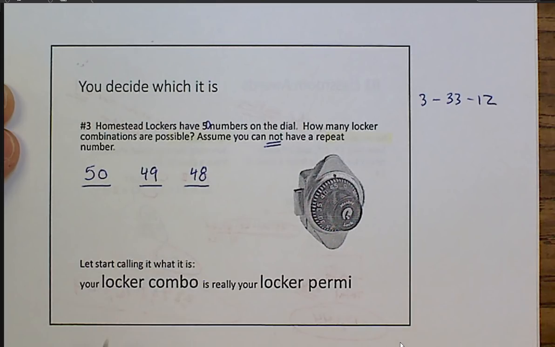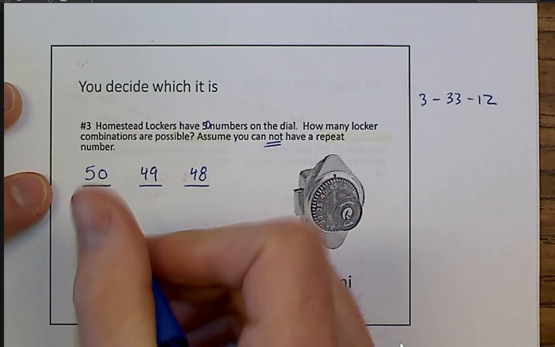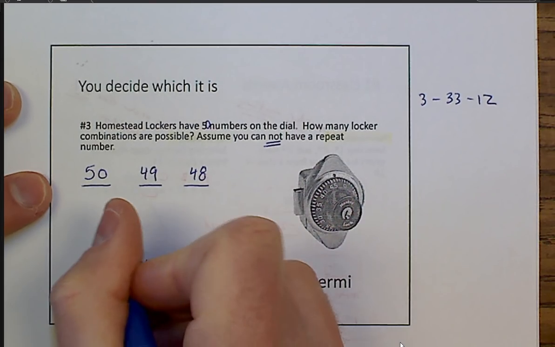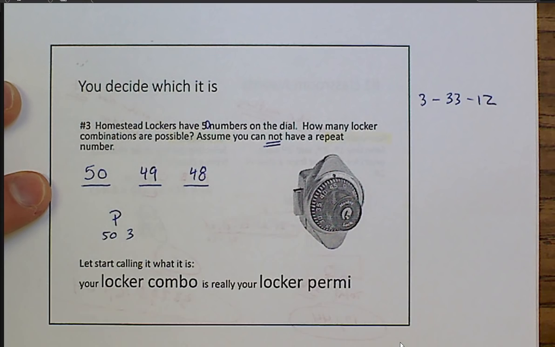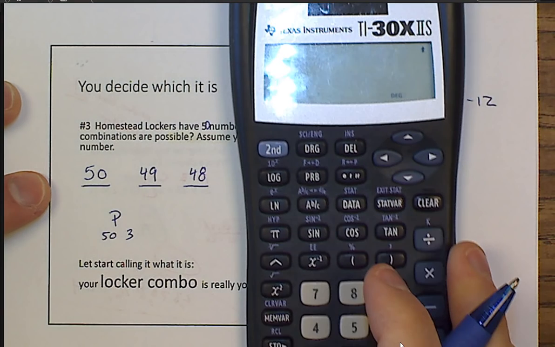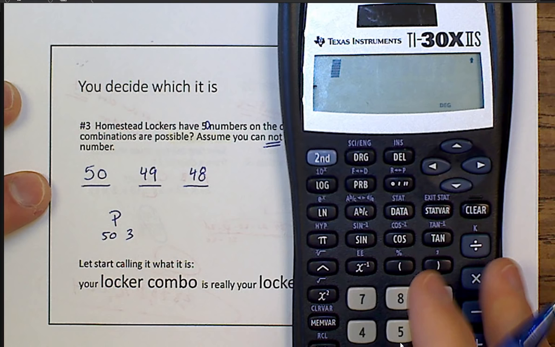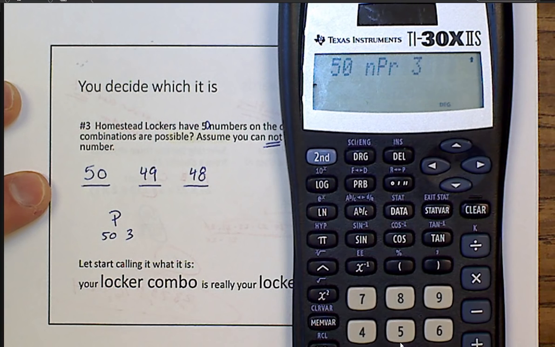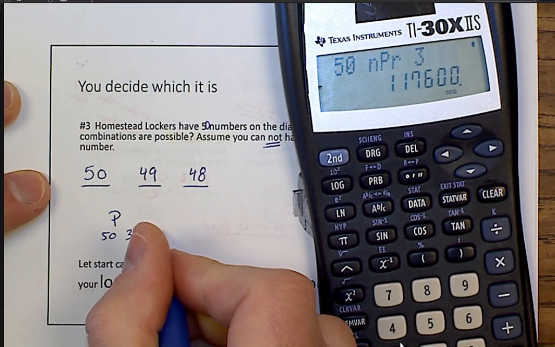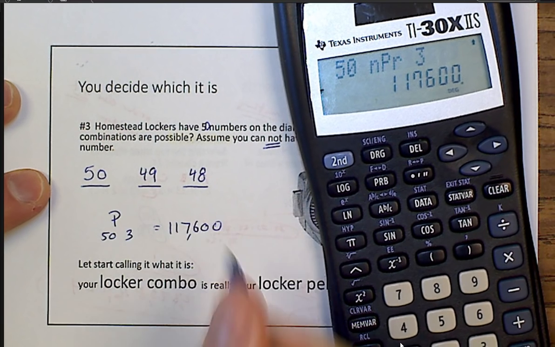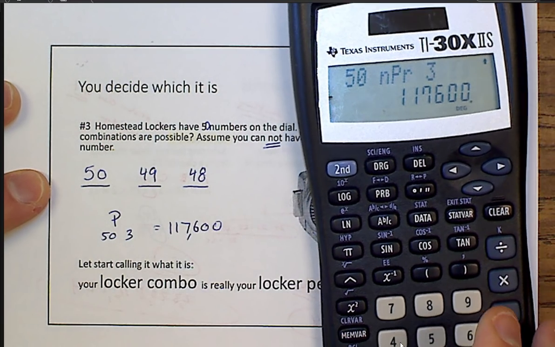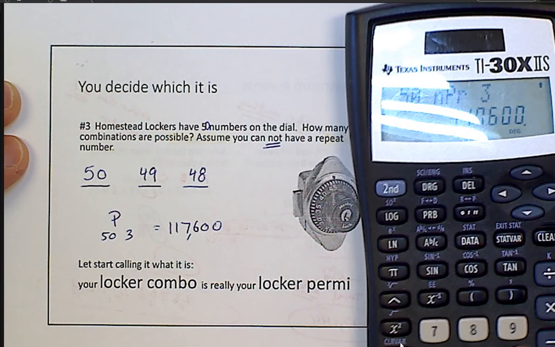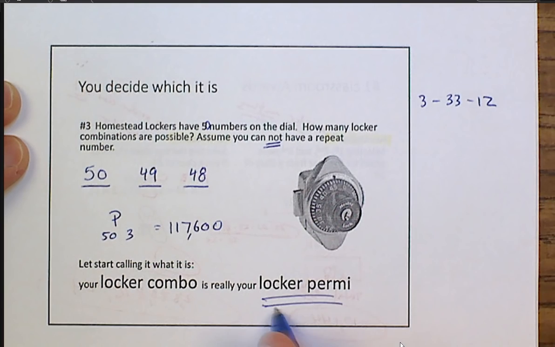So again, we could write this as a permutation with 50 and a 3, and we can calculate that by just getting the calculator out of the glare. So we'd go 50, probability, permutation, 3, and we have 117,600. So 117,600 possible ways to get your locker permutation, not locker combination.